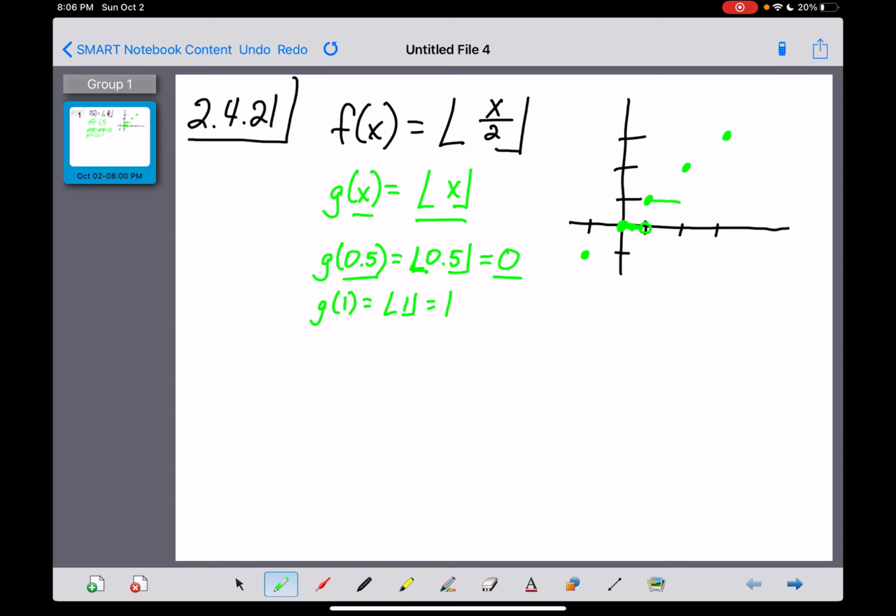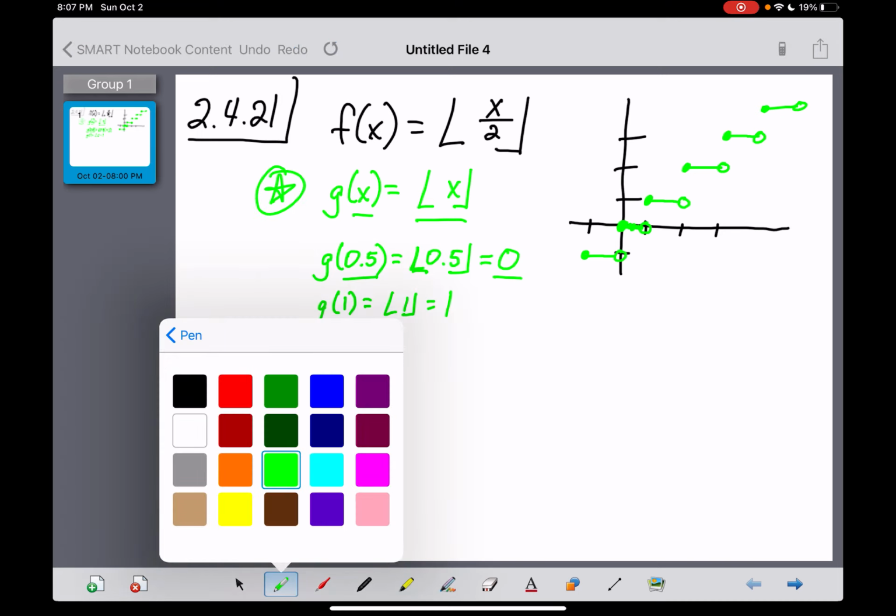Everything between 1 and 2 rounds down to 1 until you have an open dot at (2, 1). Everything between 2 and 3 rounds down to 2 until you get an open dot there at (3, 2), and it'll do this, guys, so on and so forth, forever and ever. And actually the same thing happens over here on the left as well. So that's what the parent graph of the floor function looks like there in green. So now, let me go ahead and we'll switch to blue here.